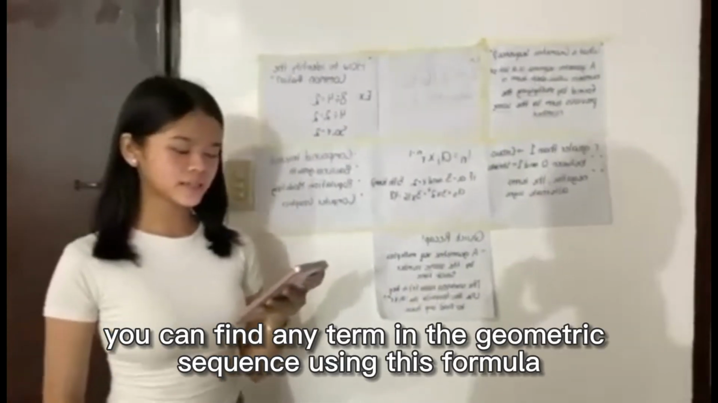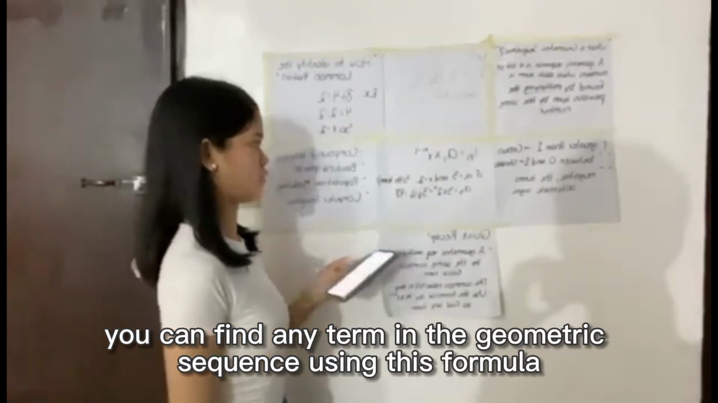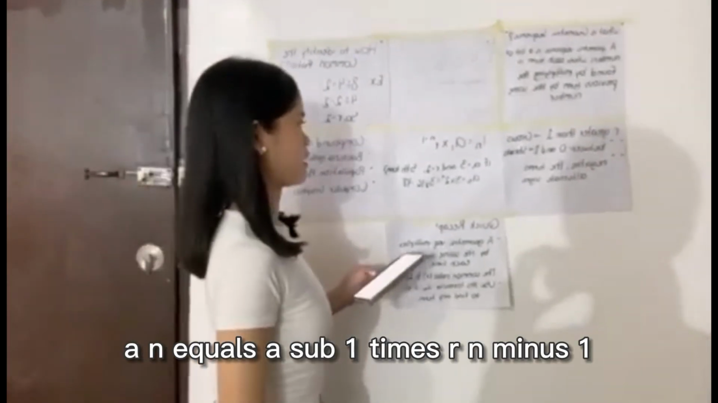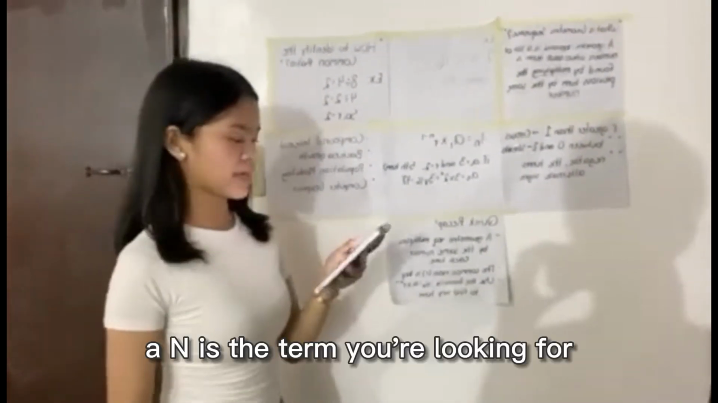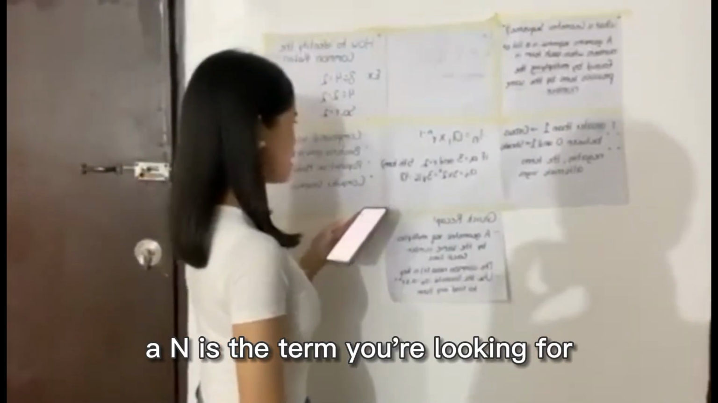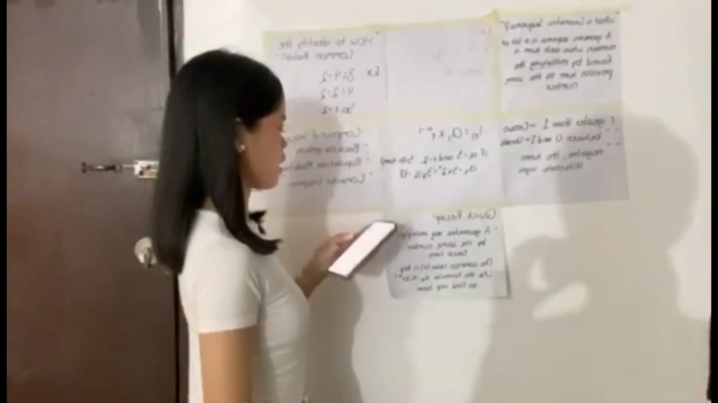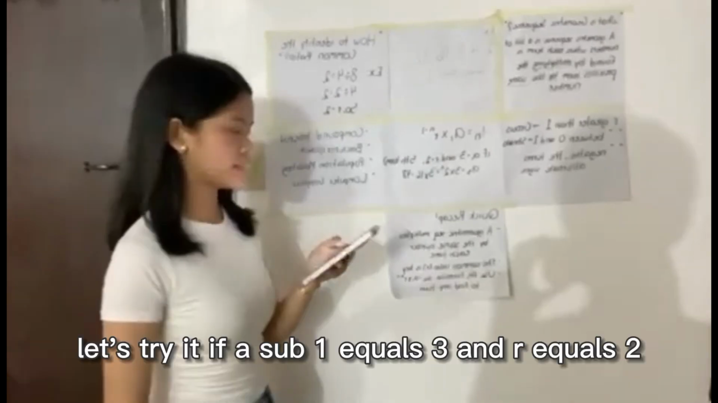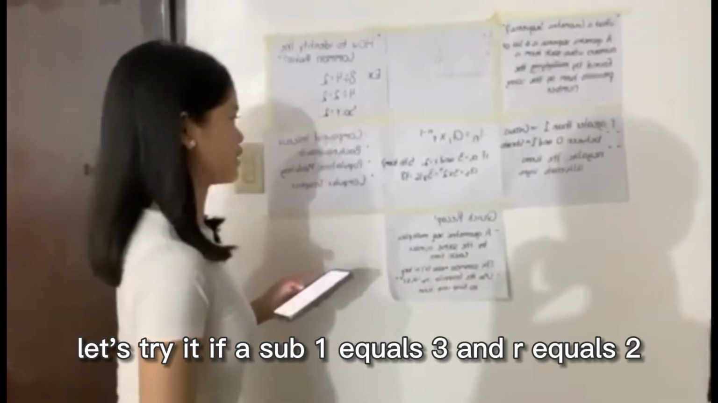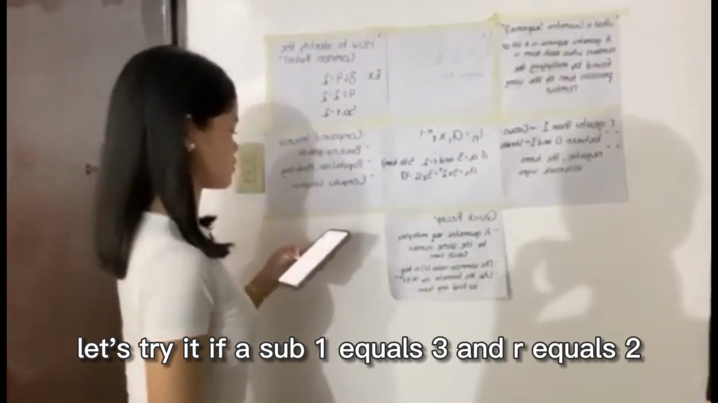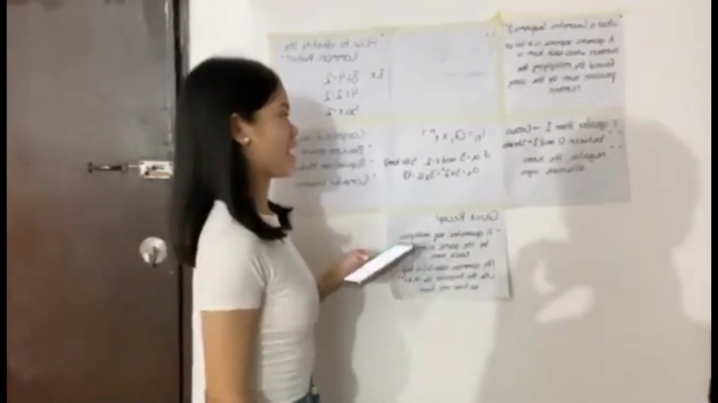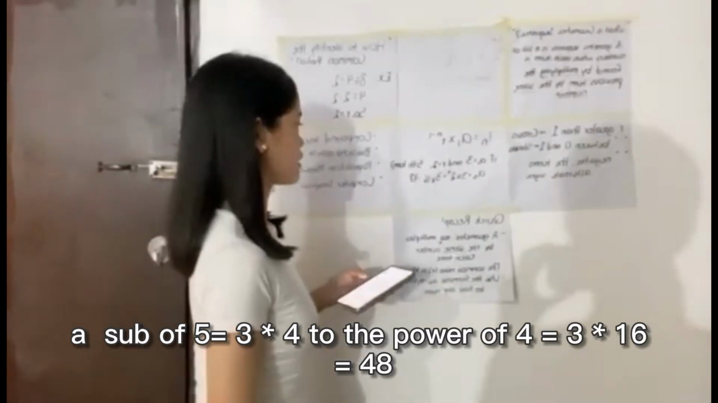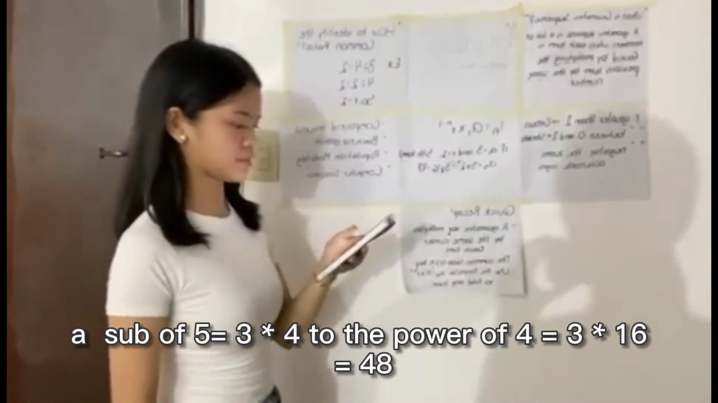We can find any term in a geometric sequence using this formula: an equals a sub 1 times r to the power of n minus 1. an is the term you're looking for, a sub 1 is the first term, r is the common ratio, and n is the position of the term. Let's try it. If a sub 1 equals 3 and r equals 4, what's the fifth term? a sub 5 equals 3 times 4 to the power of 4 equals 3 times 16 equals 48.